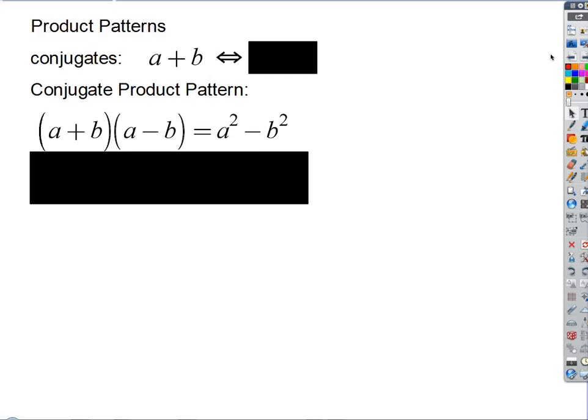So let's put all phones away, please. Either put them away or come stick them up here. Take a pick. Like in your pocket, away, please.